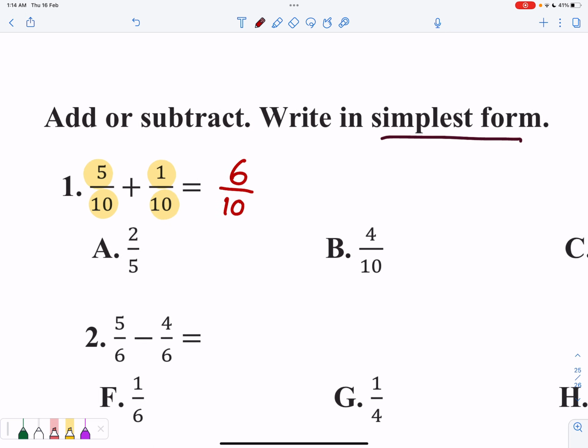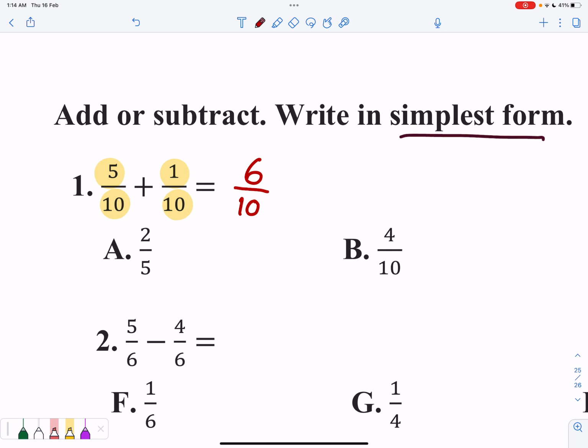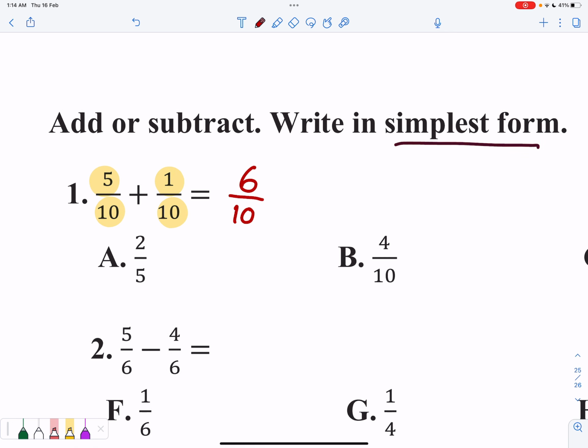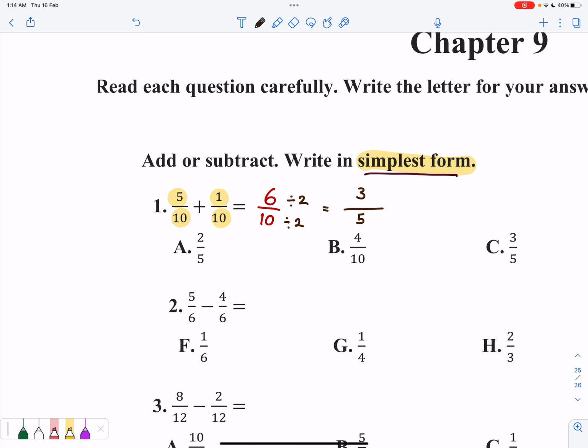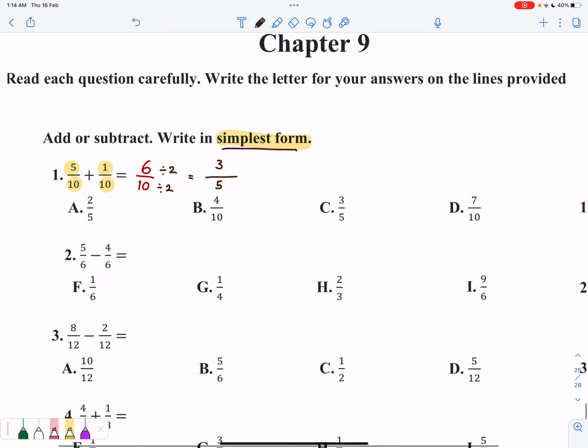Now 6 and the 10, both of these two numbers, we can divide them over the number 2, because I can do that. So I will divide them over 2 to write the answer in the simplest form, because you always should do that. So that would equal 6 divided by 2 equals 3, and 10 divided by 2 equals 5. So 3 over 5 is the correct answer, which is answer C.